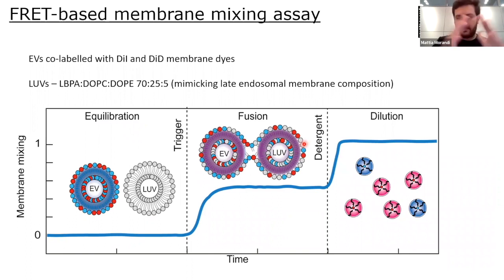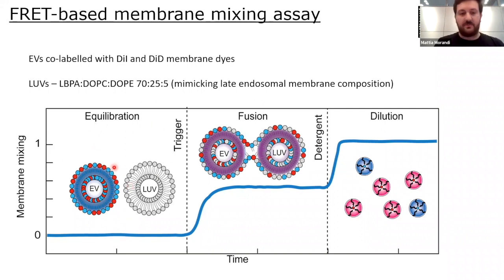So to give you a run-through of how the experimental setup works, we label EVs with a pair of membrane dyes that are called a FRET pair, the DiI and the DiD. And then we incubate these FRET-labeled EVs with liposomes that mimic the late endosomal membrane composition, containing primarily LBPA, a negatively charged lipid found in the late endosome. And then we mix them together.